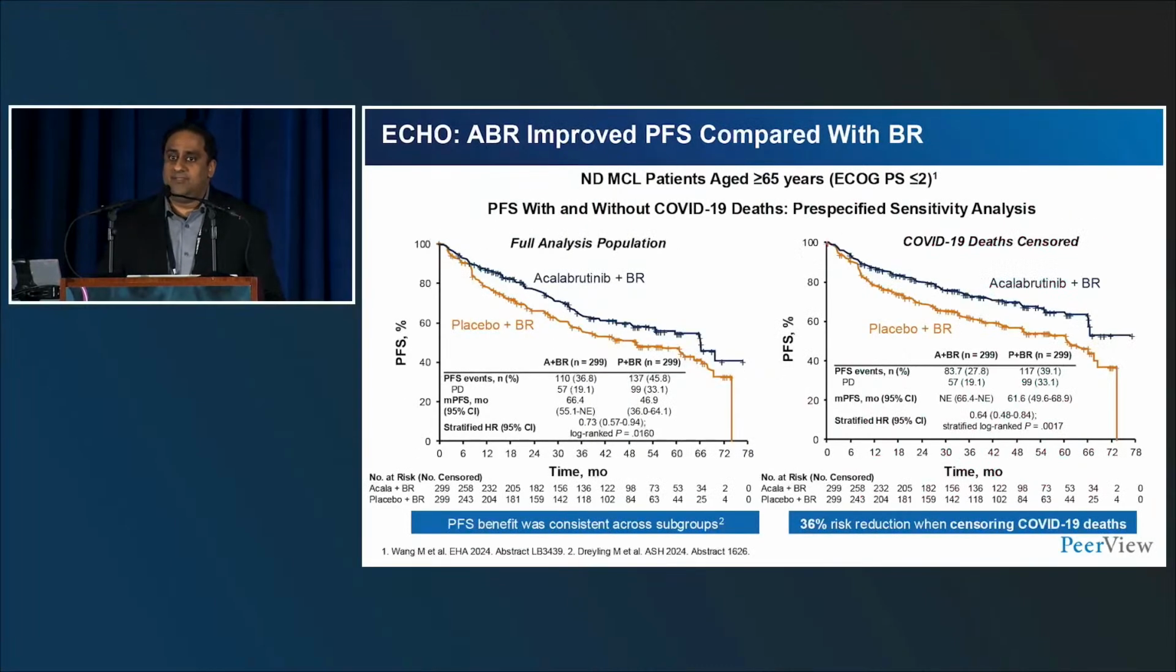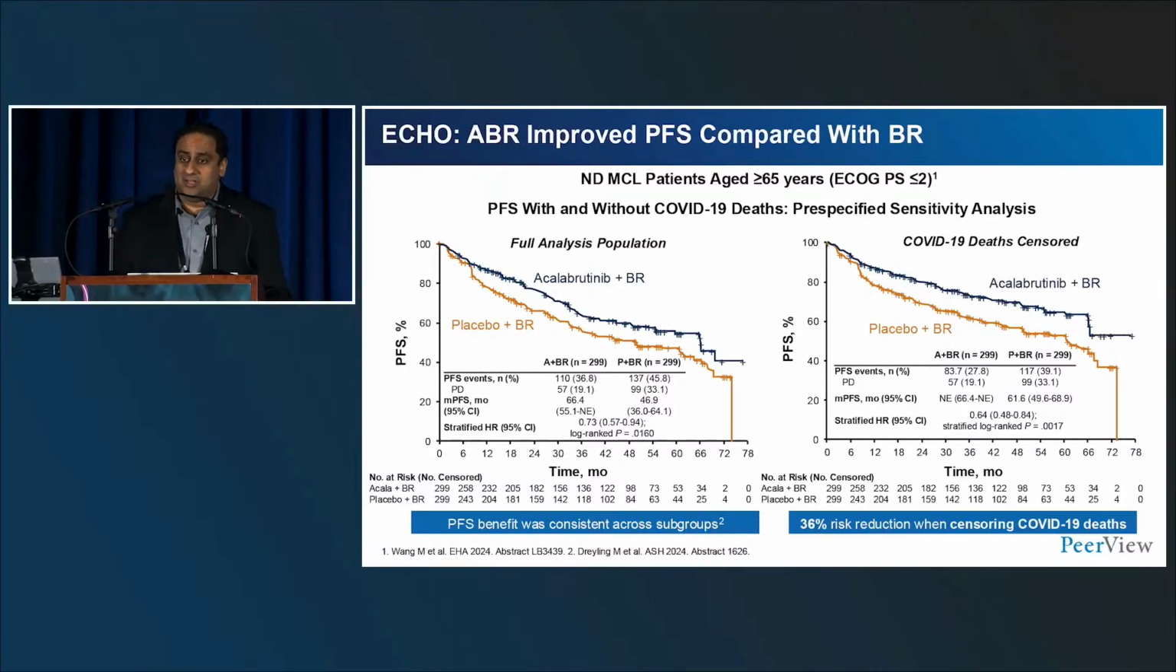In the older, unfit patients where auto transplant was never part of our treatment algorithms, we often use chemoimmunotherapy regimens such as bendamustine rituximab. And so here is sort of the data from the ECHO clinical trial, which was acalabrutinib with bendamustine rituximab, with acalabrutinib maintenance, against placebo and bendamustine rituximab. And so this demonstrated that there was actually a progression-free survival benefit with the triplet combination. And then if you sort of censored out COVID-19 deaths, which was a problem during this time period, that actually was a more significant benefit in those patients getting the acalabrutinib.